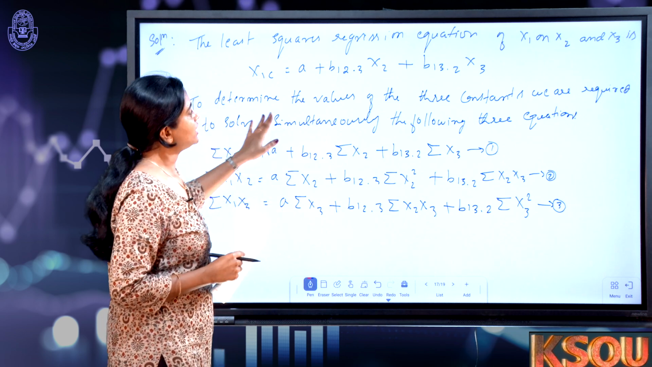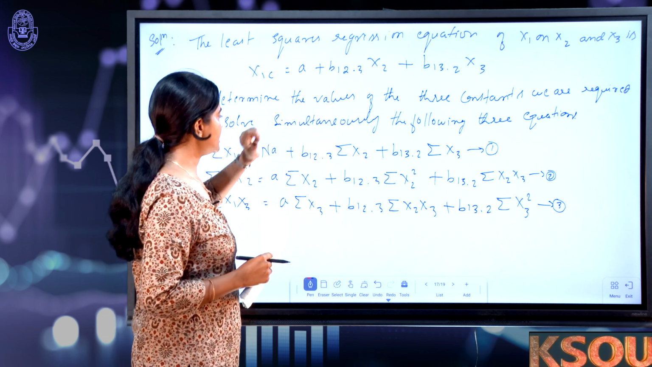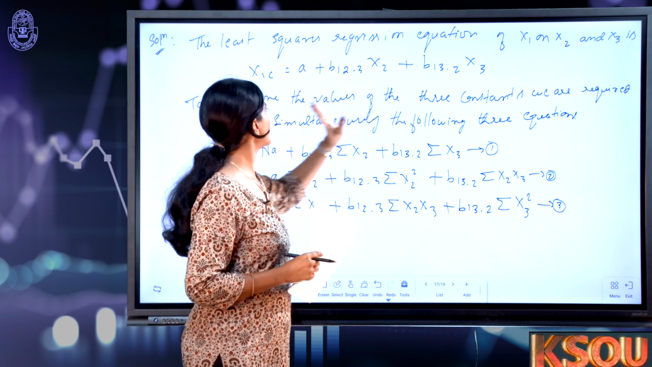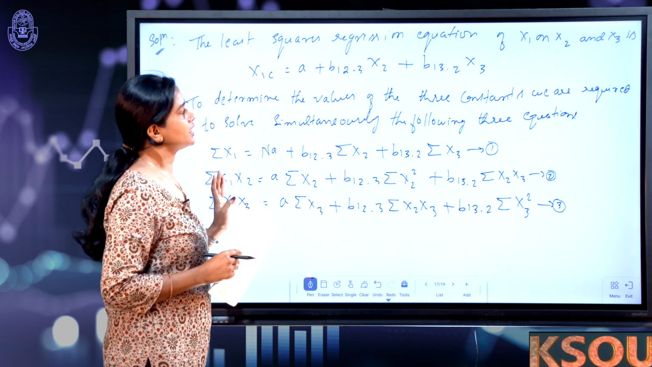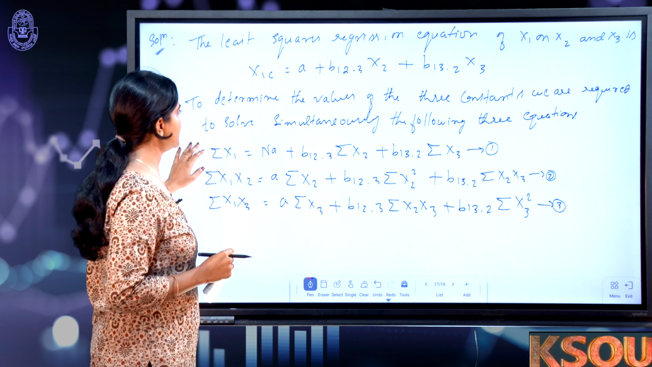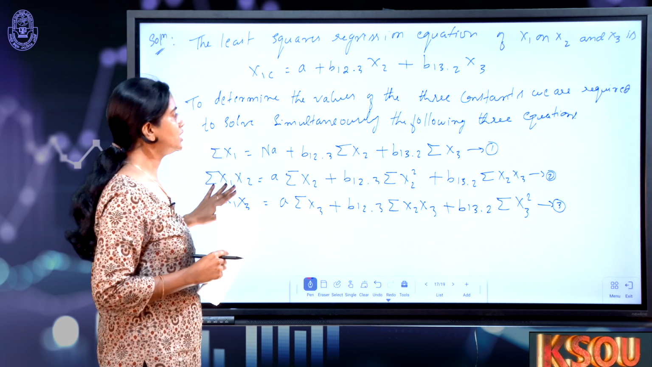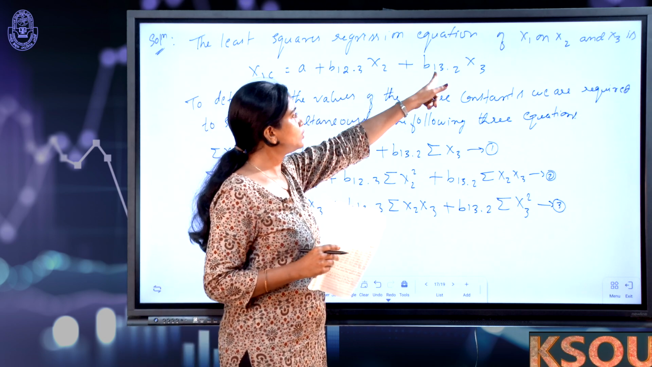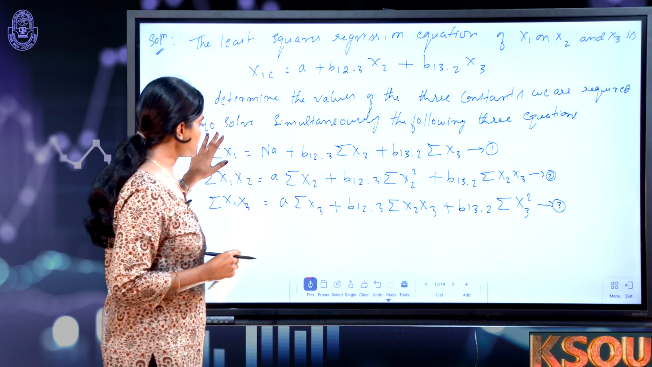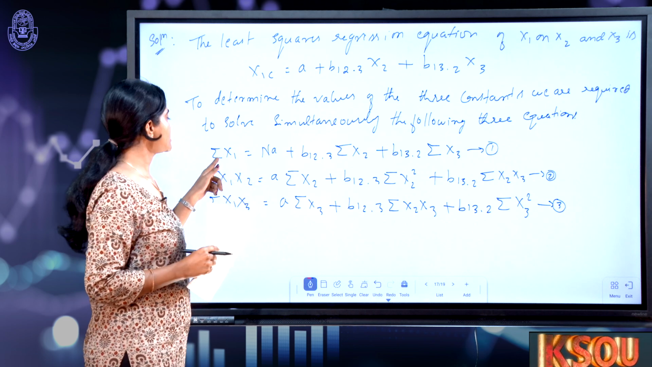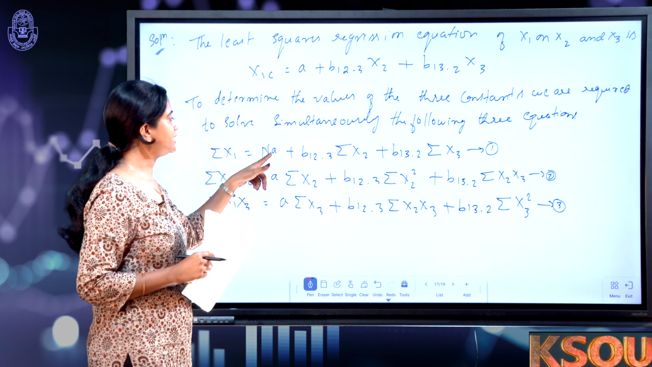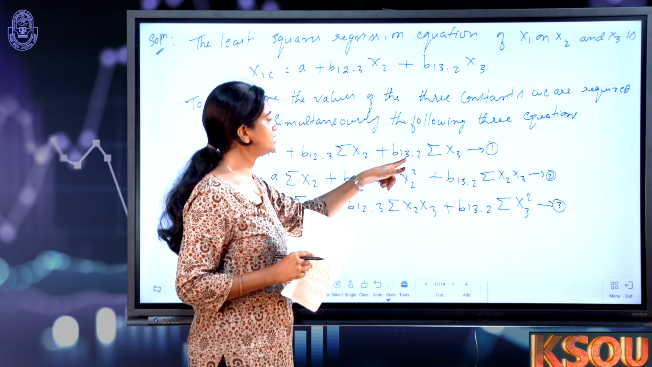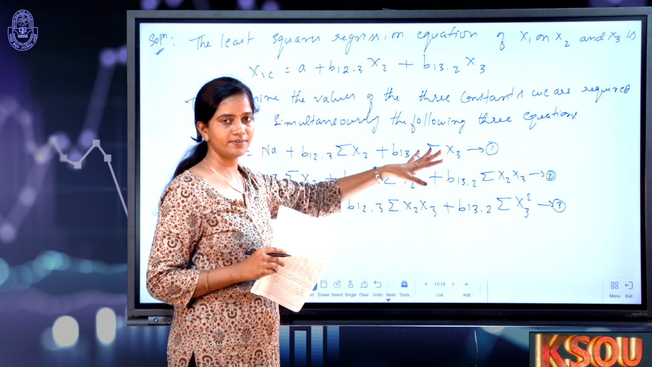So to determine the values of the three constants, a, b12.3 and b13.2, we are required to solve simultaneously the following three normal equations. So summation x1 is equal to na plus b12.3 summation x2 plus b13.2 summation x3. Call it equation 1.